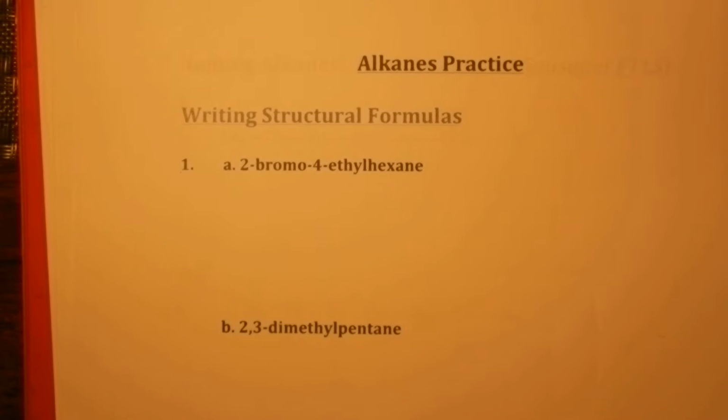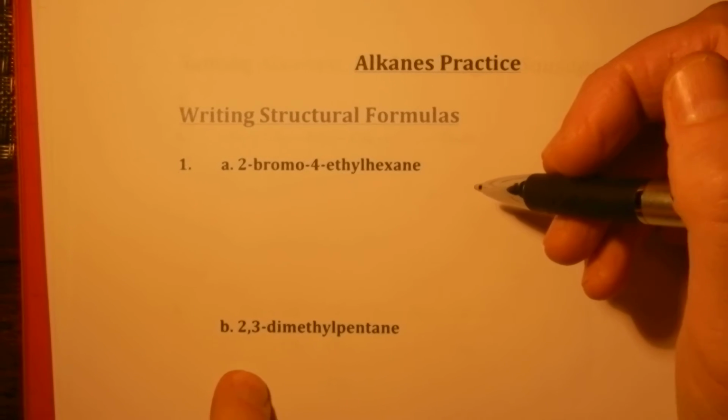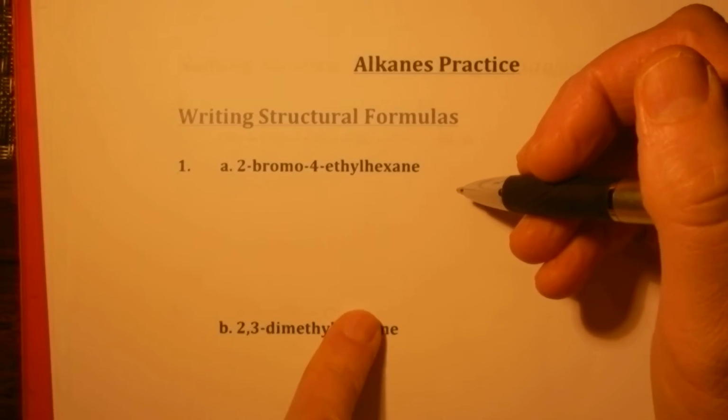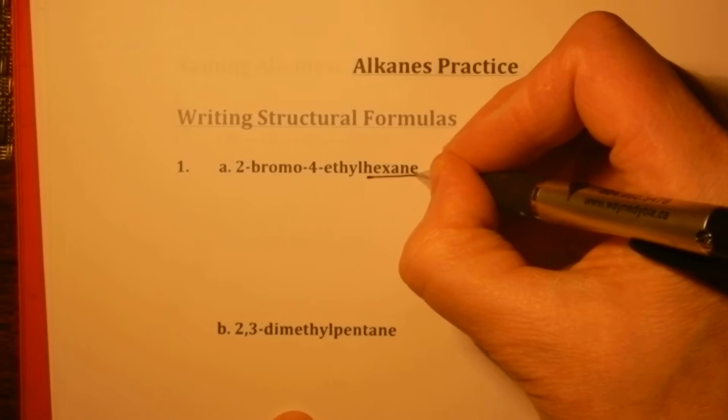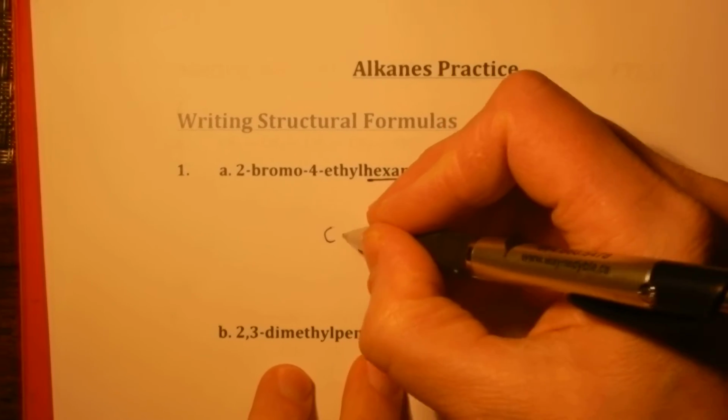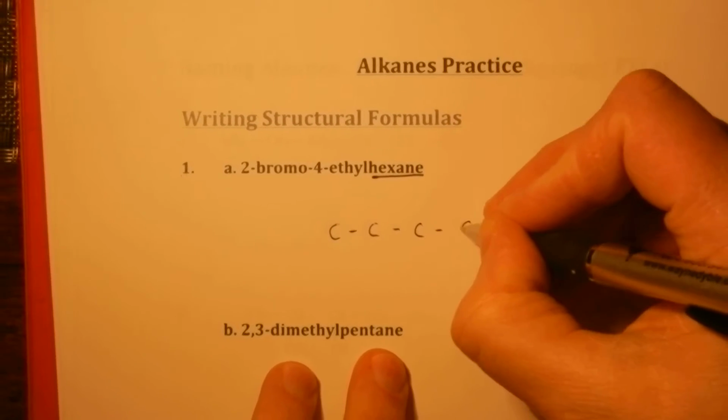Today, you can see it says Alkanes Practice. And this is going from a name to a structural diagram, and that's generally pretty straightforward. Hexane tells me I put 6 carbons in a row.